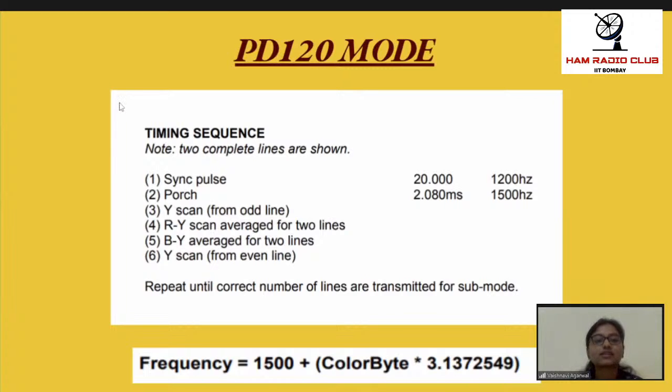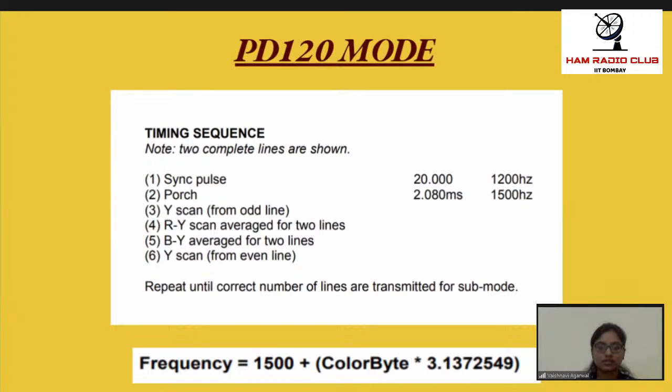So in case my cursor is placed here, it tells the cursor to be placed at the leftmost position in the same line. So it gets placed like this. It makes sure that the image is formed in a straight manner and not in a slanted form. Next, the Y scan, that is the luminance signal, comes. So this is from the odd line.